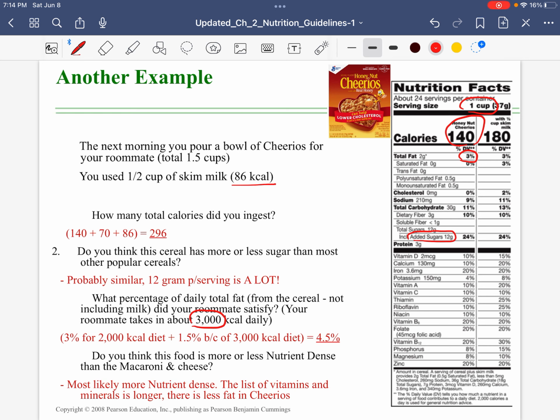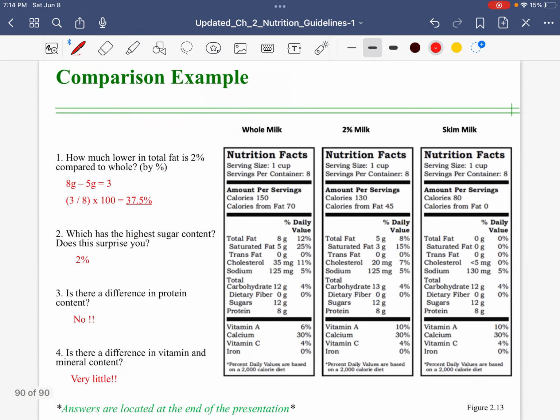Do you think this food is more or less nutrient dense than the macaroni and cheese? I think it's more nutrient dense. Well, actually, I don't think I know. Look at all these vitamins and minerals. So the reason this is more nutrient dense is per calorie, this is actually lower in calories than the mac and cheese, and we get more nutrients.